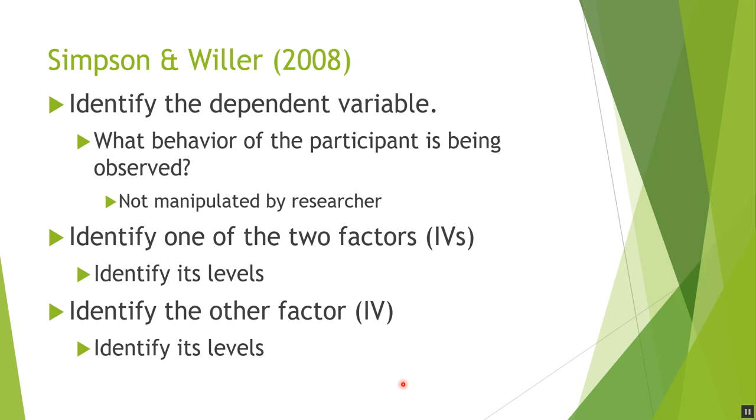Okay, so a first little quiz here. Identify the dependent variable. That is, what behavior of the participant is being observed, not being manipulated by the researcher, but being observed. If you identify the DV first, that should help. And now this is a factorial experiment, so there are two factors or two independent variables. Identify both factors and identify the levels of each one of those factors. So you may want to stop the video right now to answer these questions. And you may want to go back and replay the description I just gave you.